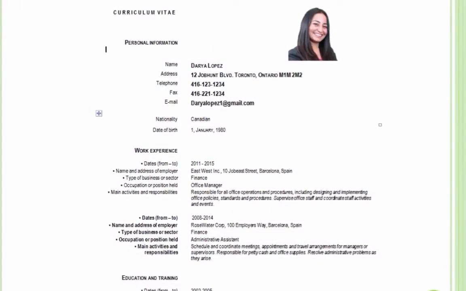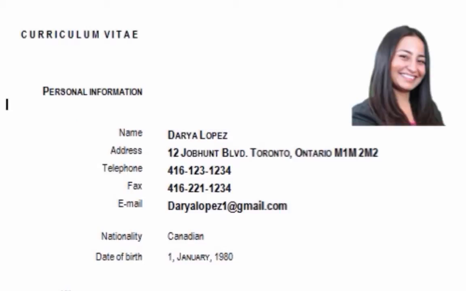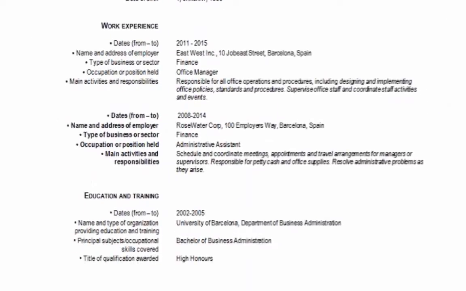Here is an example of a typical European resume. As you can see, there is a lot of personal information. Depending on where you're from, photographs are common, date of birth and nationality are also commonplace. And in some countries around the world, your gender and marital status are also very common things you would find on your resume. Your education and work experience is also listed in a very standard manner. So you have the name and address of your employer, the type of business or sector, occupation or position held, and the main activities and responsibilities.